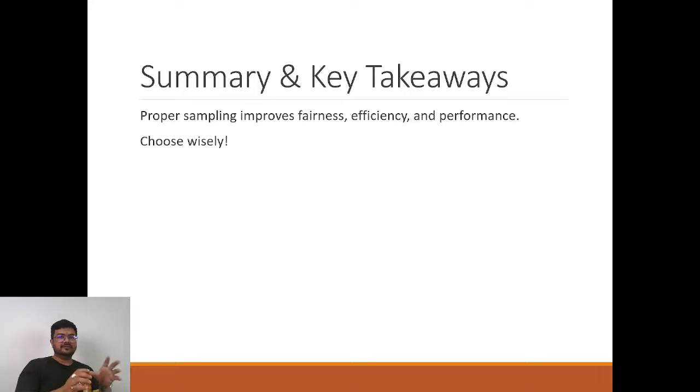Okay, so this takes us to the end of this video and to the end of this presentation. To summarize, let's start with statistics. There are two kinds of statistics, descriptive and inferential. In inferential statistics, we have the concept of population and sample. And in order to select a sample, there are several methods, broadly classified into two kinds: probability sampling and non-probabilistic sampling.